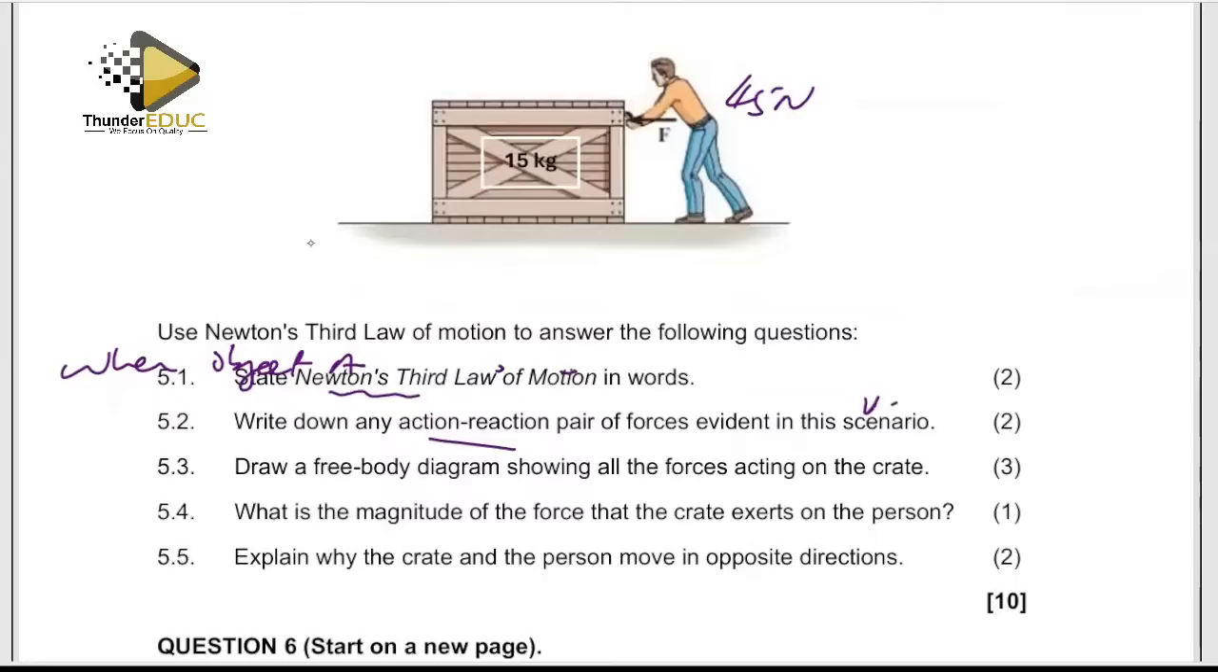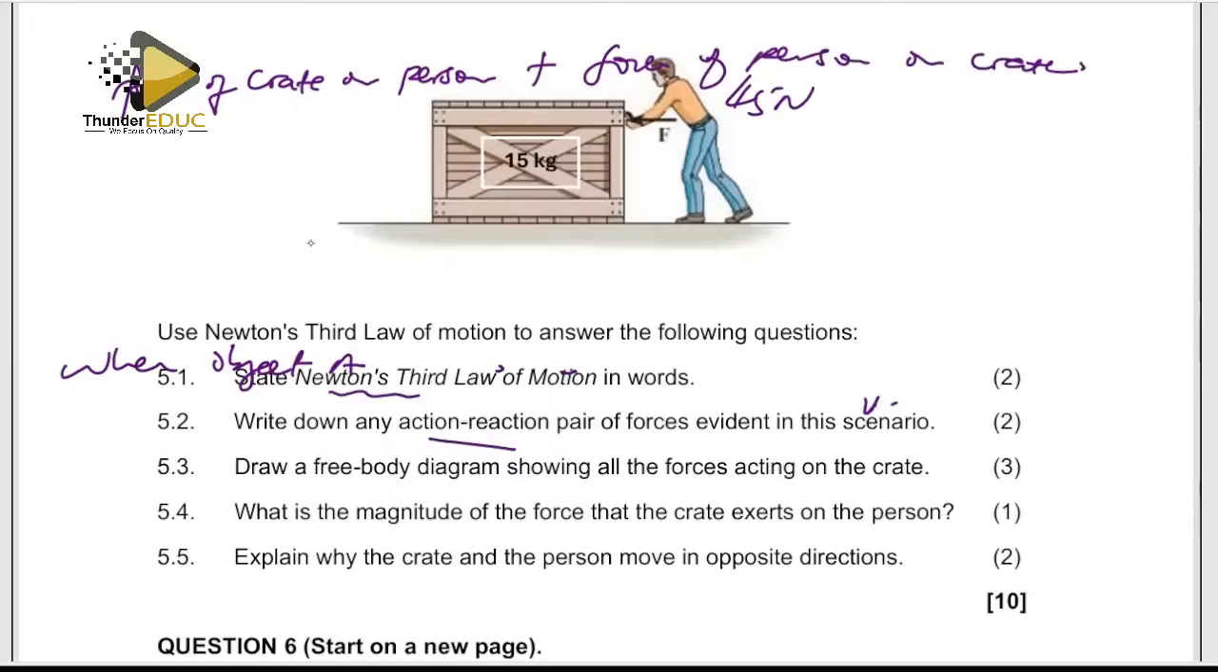Then write down any action-reaction pair of forces that are evident within the scenario. So the action pair that I'm seeing here is number 1, the force of the crate on the person. The crate is exerting a force on the person, and then the force of the person on the crate. That's number 1. The other one is the weight and then the normal force. That could also be another pair of forces.